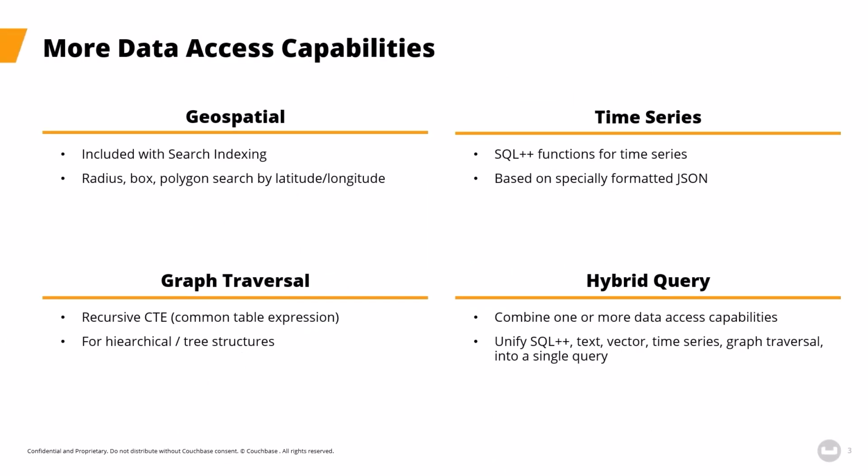There are more capabilities of Couchbase that I won't be showing a demo of, so this is just a few of them. Geospatial is part of search. This allows you to search documents by radius, box, or polygon of latitude and longitude areas. SQL++ also has time series functions for specially formatted JSON time series data. Graph traversals can be accomplished with recursive CTE, or common table expression, and a hybrid search. You can combine vector search with search and SQL and graph and time series. You could filter a catalog of products by description, similar picture, location, price range, amount of inventory, etc.